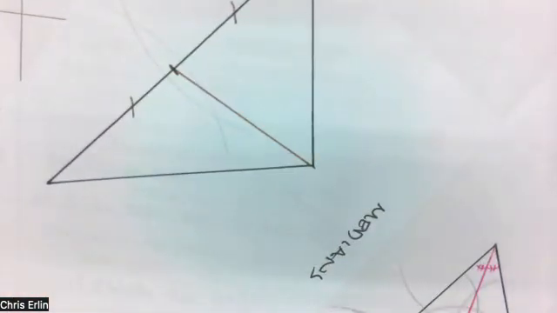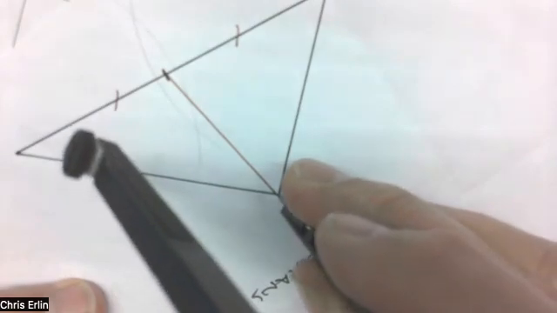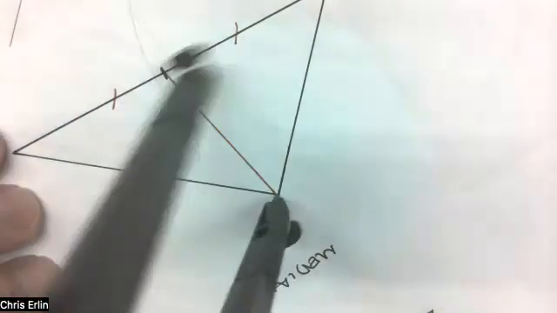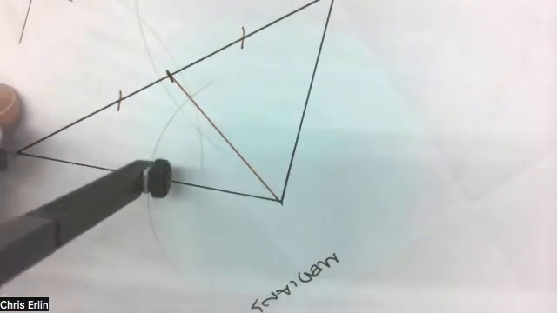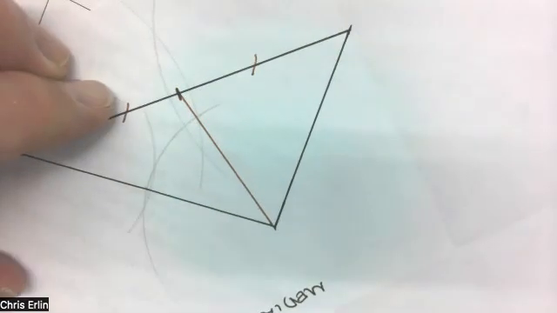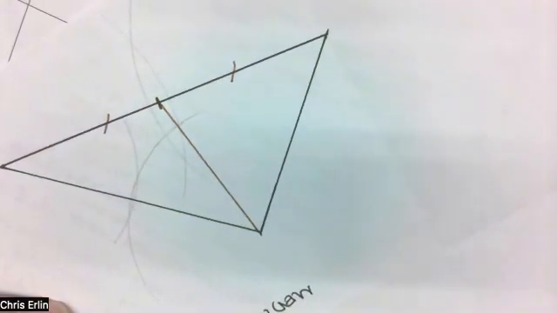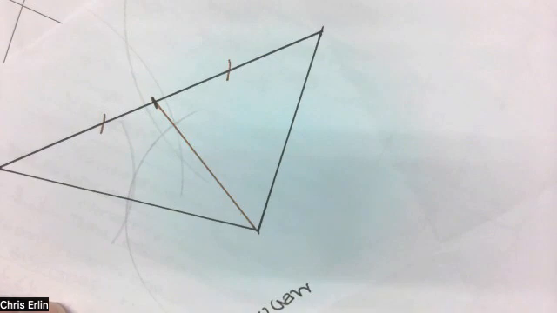And let's do that to all 3 sides. So just find the midpoint by going more than halfway. Ooh, I made that a little tight. I'm going to do that again. That's just too tight.